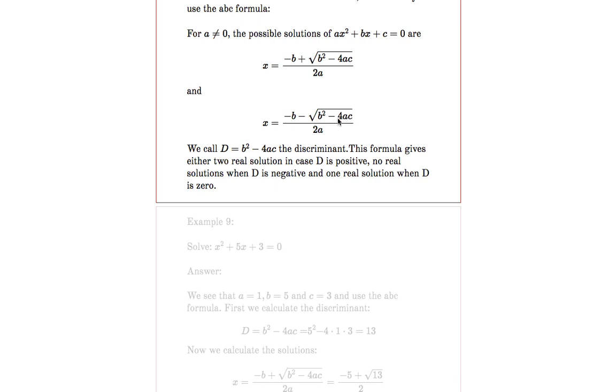Observe that this term in the square root is called the discriminant, and it tells us how many solutions this equation has. If it is positive, there are two solutions. If it is negative, there are no real solutions, and if it's 0, there's just one solution, because this is 0 and this is 0, and it's the same solution.